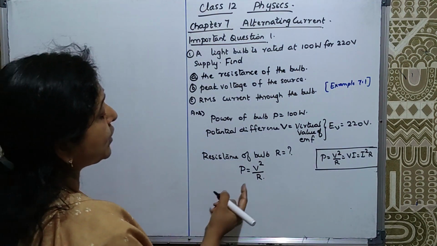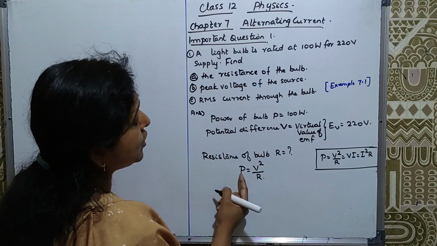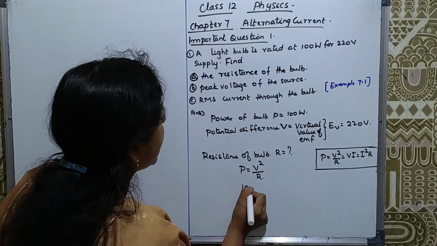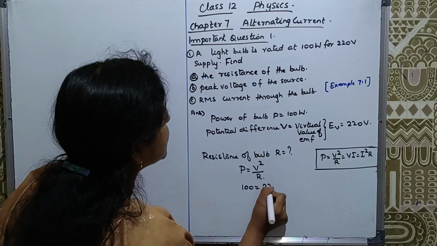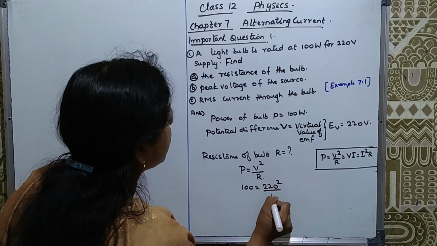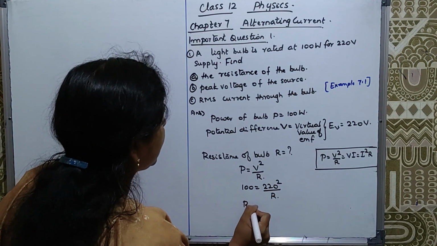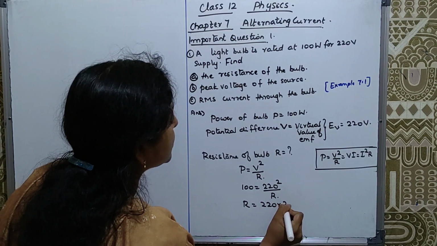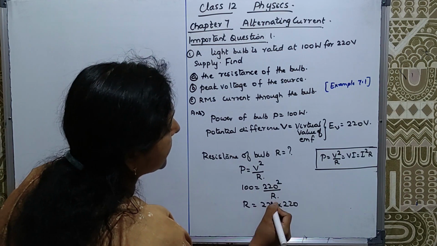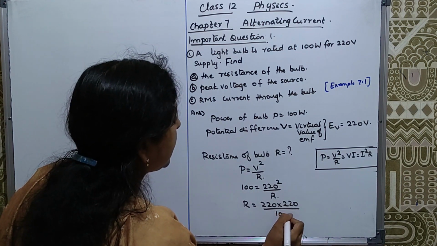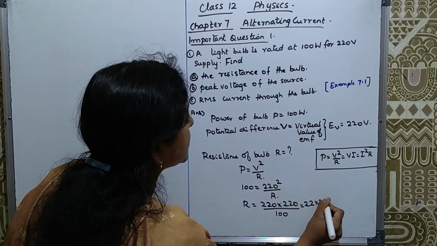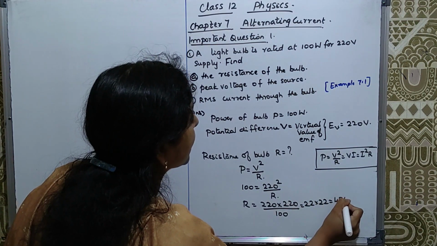So here we want to find out the resistance. I'll take R to the numerator, P to the denominator, or you can substitute at first. So 100 equal to V squared, 220 squared, divided by R. So R will be equal to 220 into 220 divided by 100. Two zeros will be cancelled. It will become 22 into 22 equal to 484.